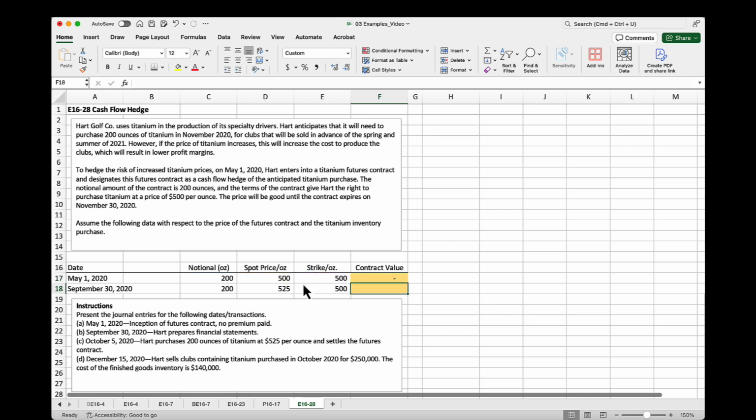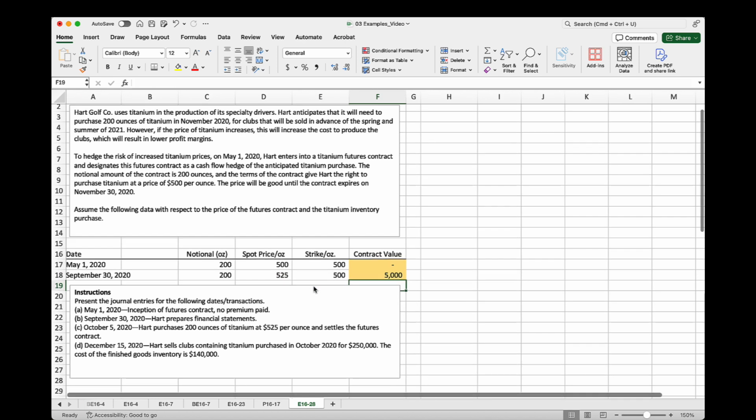However, remember, we're worried about the price of titanium going up. And we already have future info, so we know that that is in fact what happens. And so the benefit of this contract is that we're able to buy at 500 when everyone else is able to buy in the market at 525. So as of September 20th, this other date they gave us, the value of our contract is going to be that 200 ounces times the difference between what the market is paying and what we're going to pay. So that's a value of $5,000.